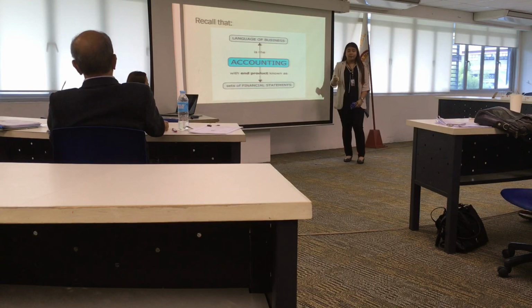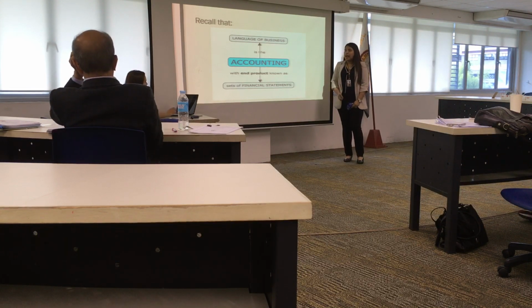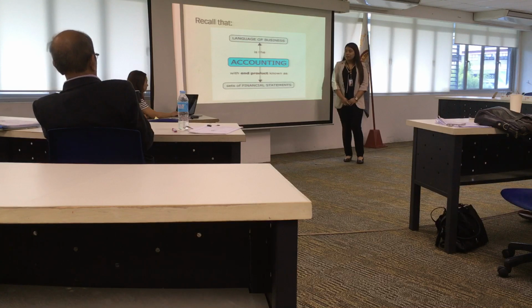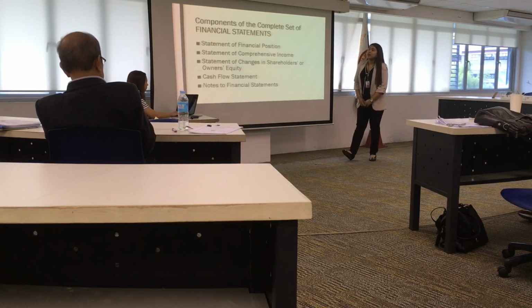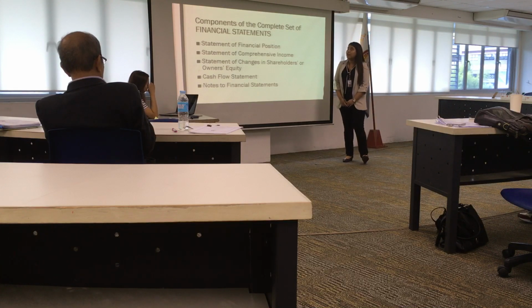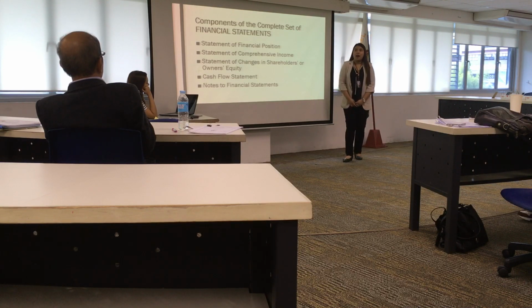And in order to be able to do that, the accounting has an end product. The product of accounting would be the sets of the financial statements. So there are 5 components of the complete set of the financial statements. The first component would be the statement of financial position. Commonly, this statement of financial position is known as the balance sheet.